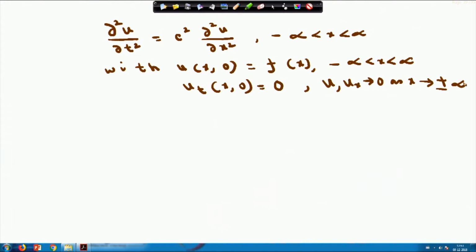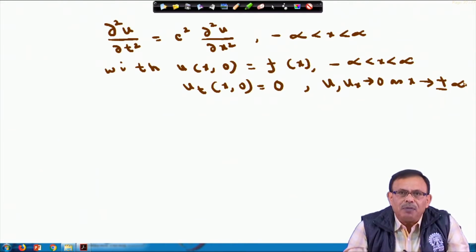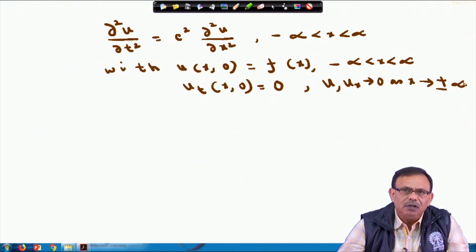Now, let us take another problem and see how to find out the solution of this problem. Let us have a look at this problem. ∂²u/∂t² equals c² ∂²u/∂x², where x varies from minus infinity to infinity, with the conditions given as u(x,0) equals f(x), u_t(x,0) equals 0, and u and u_x both approach 0 as x approaches plus minus infinity.